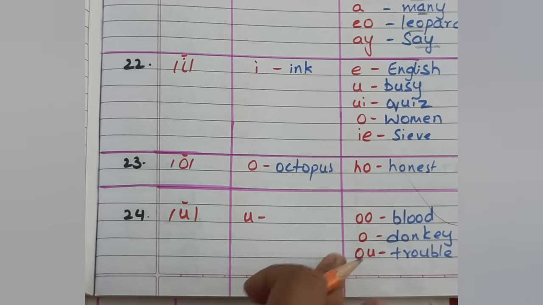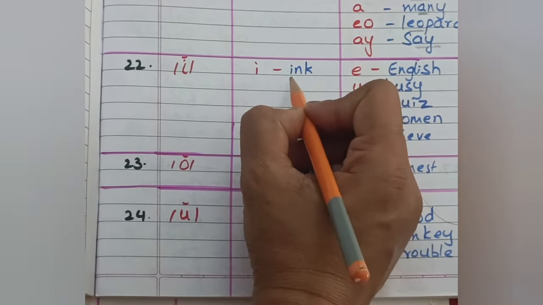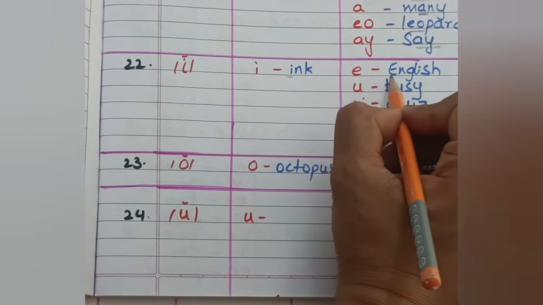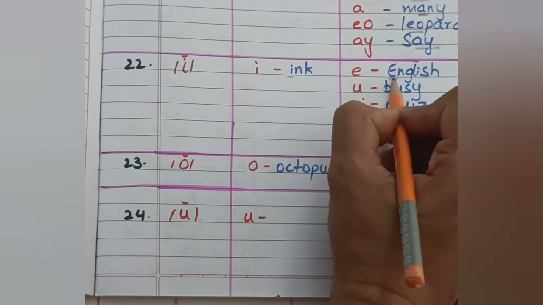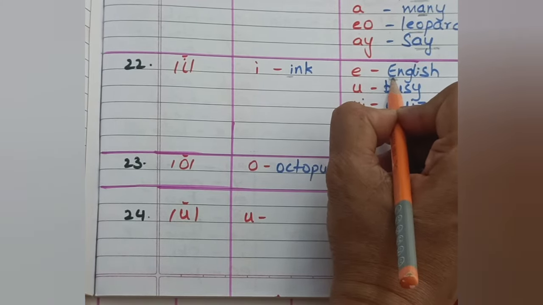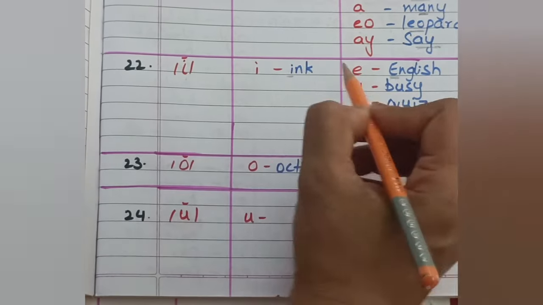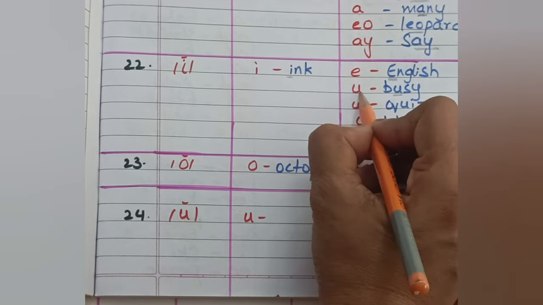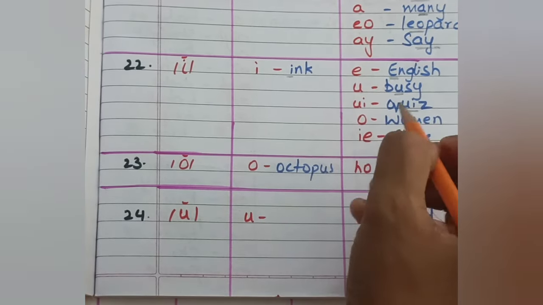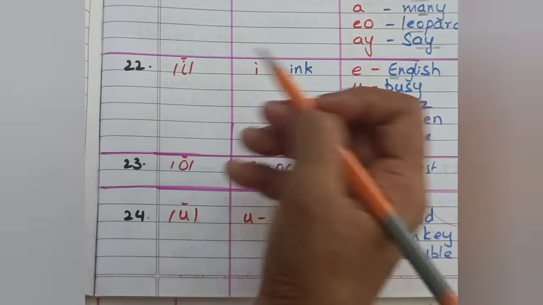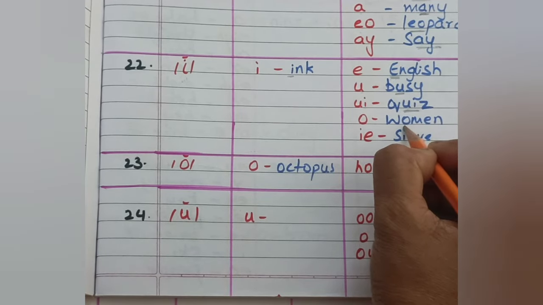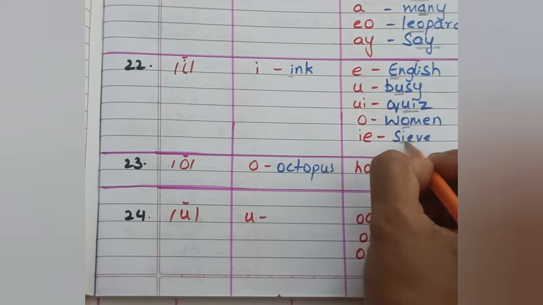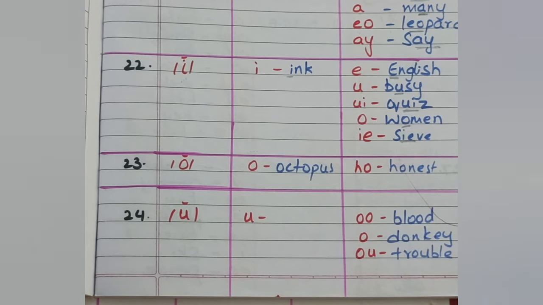And the 22nd sound is E. Common spelling is ink. And in English, E. Here we are writing the letter E, but it is taking the sound of E. And in busy, U is representing the sound of E. Quiz, UI is representing the sound of E. And in women, O is representing the sound of E. And sieve, IE is representing the sound of E.